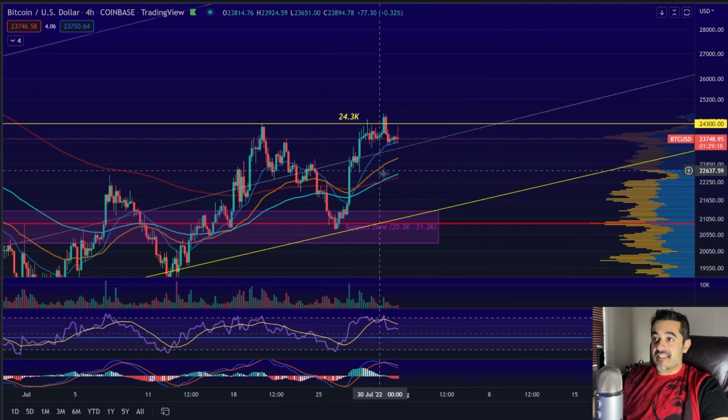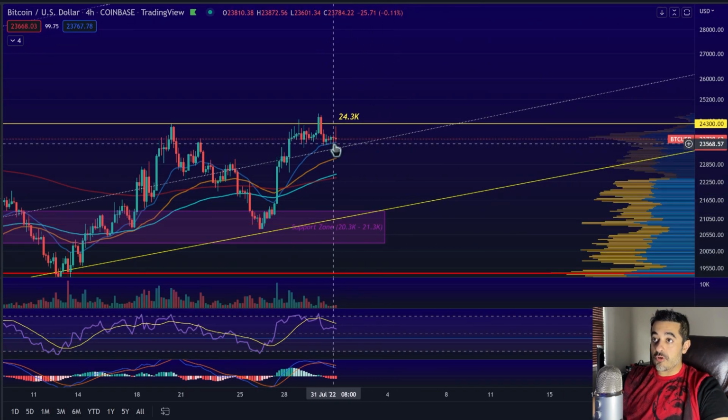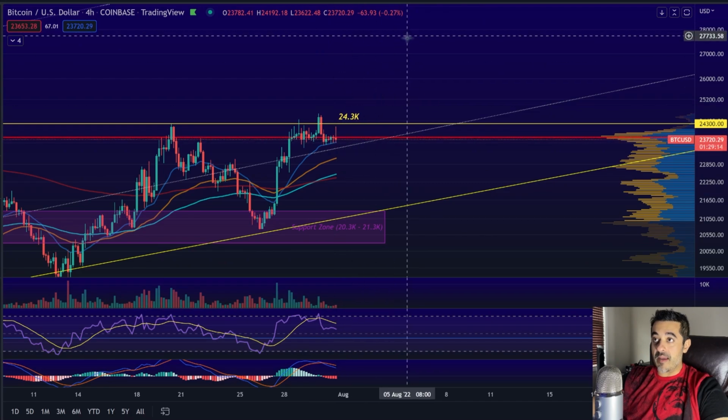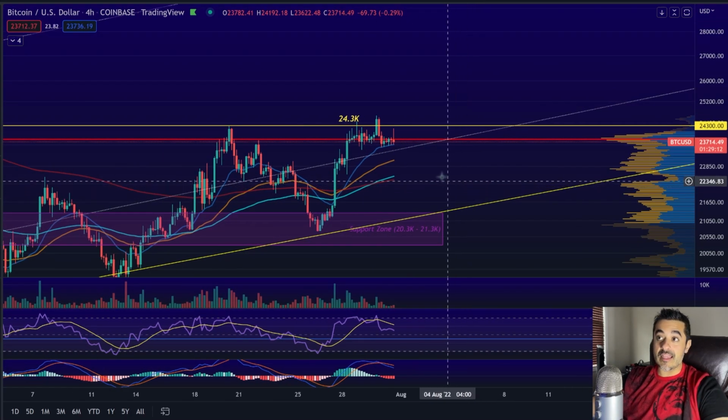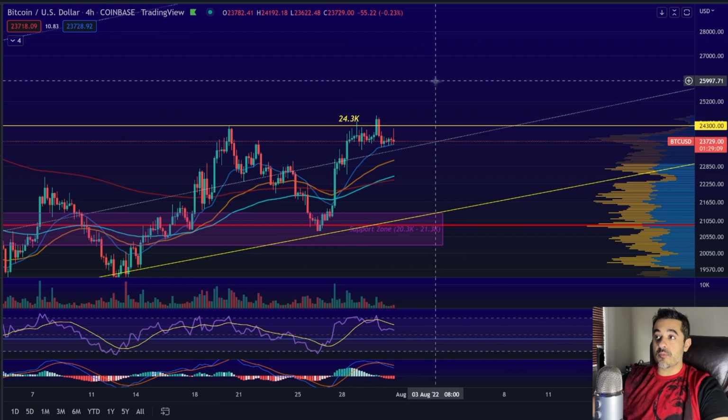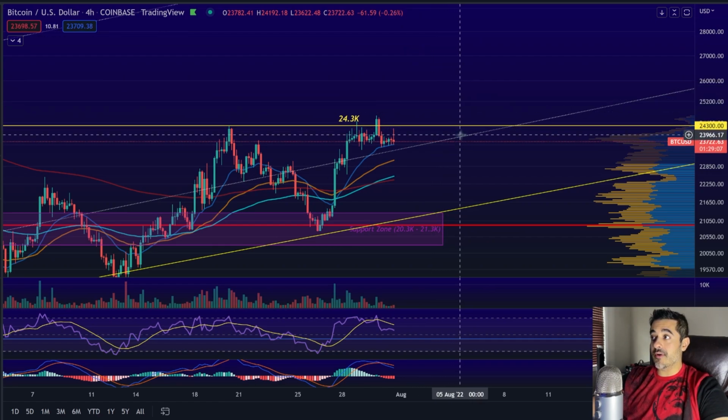What we could see is that we continue to hug the moving average. We're on the 20 exponential now, and we bounce again. I kind of think that's more likely. I think that there's going to be one more bounce before we have a correction back down to around 24K.